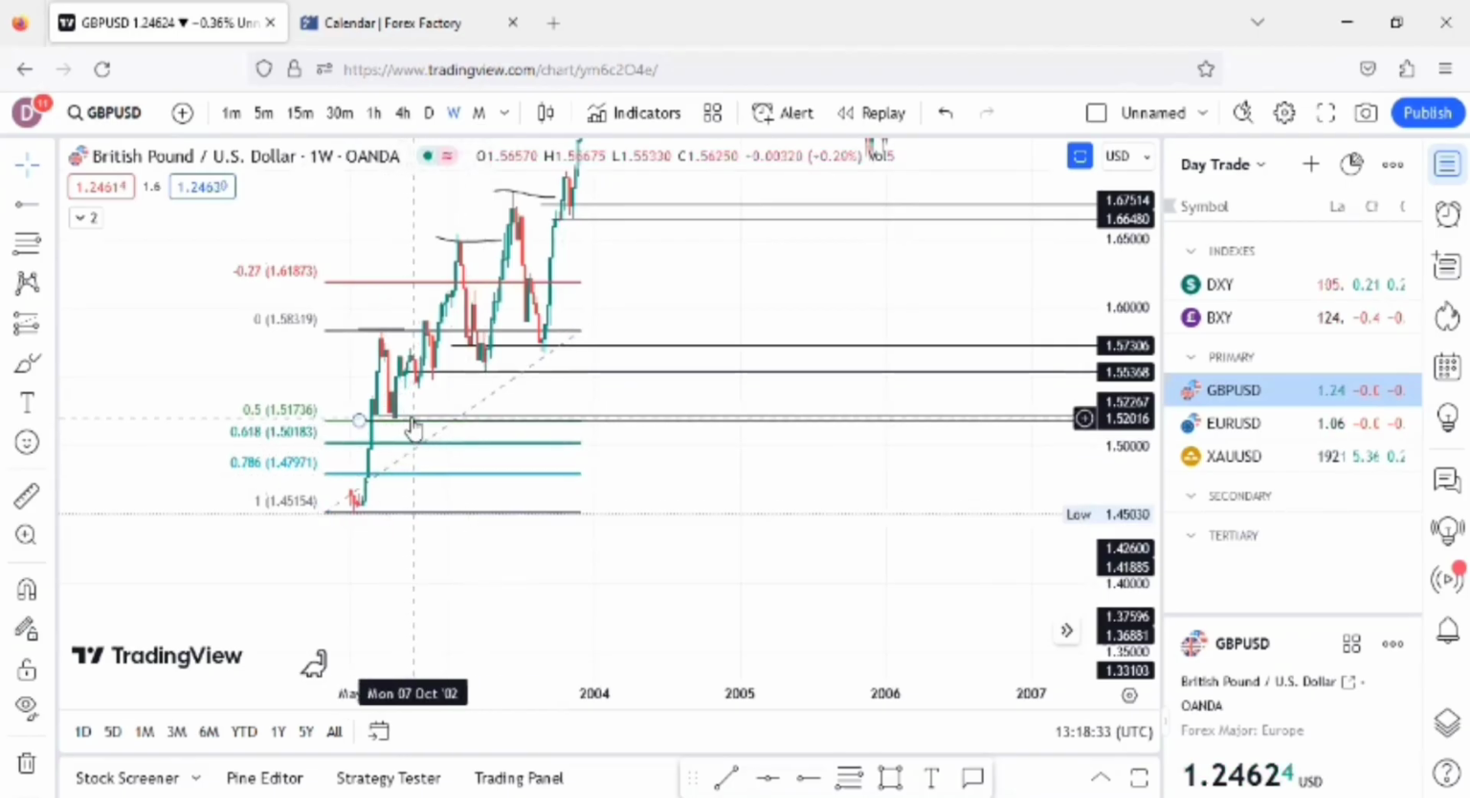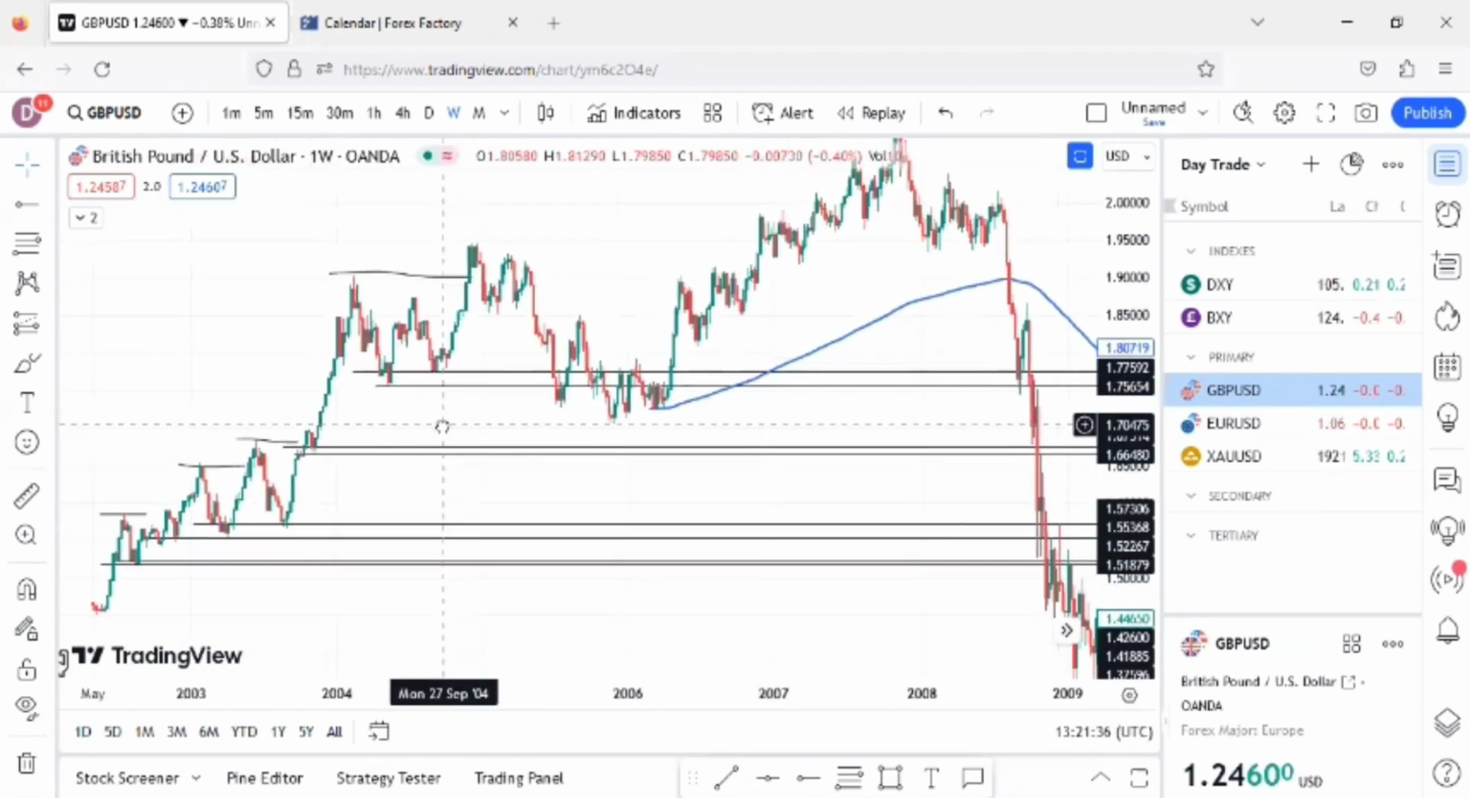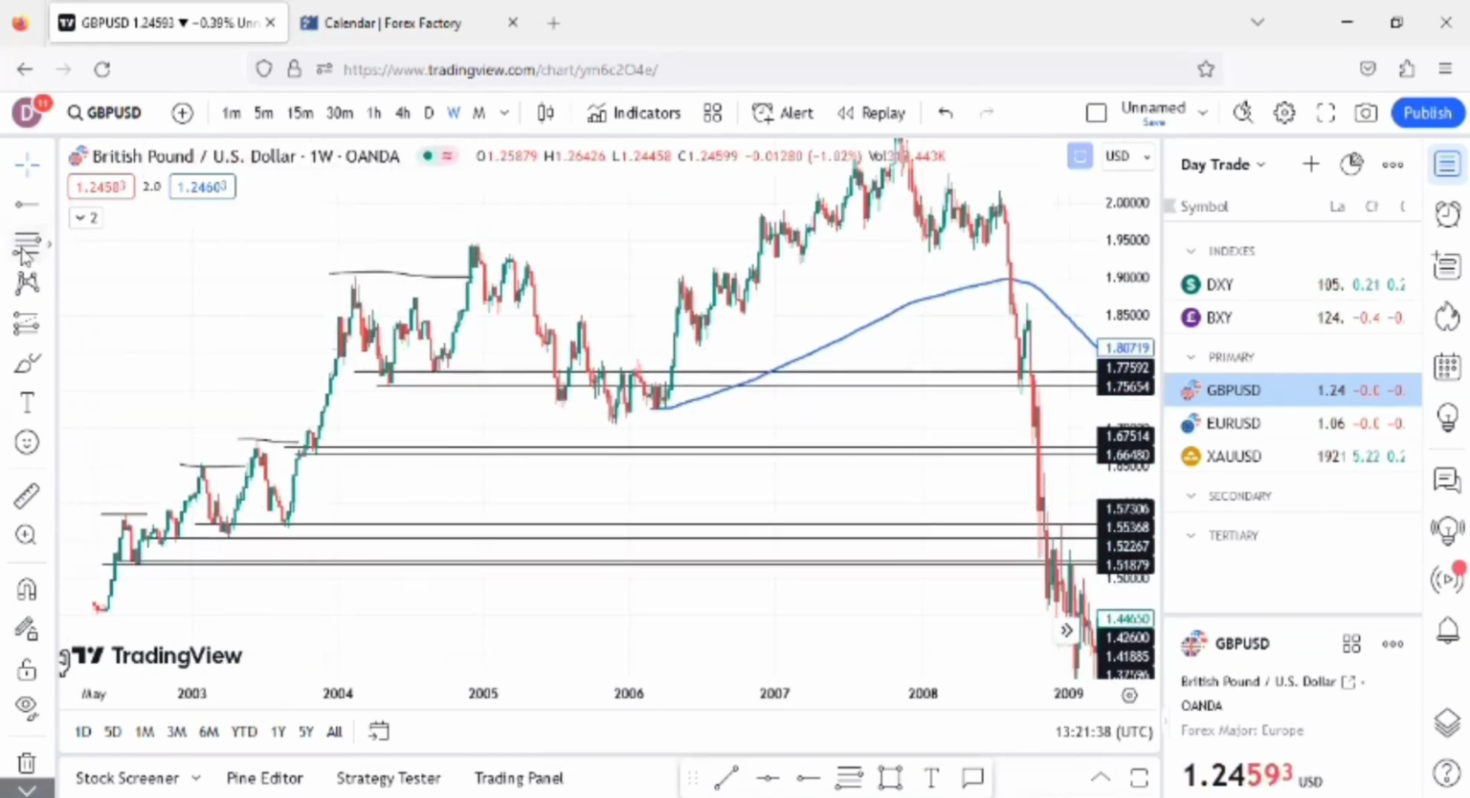61% is stronger than 50%, while 78.6% is stronger than these two. So the lower they go, the stronger they are. So at this level now, this 50%, I can consider this level to be a good level to watch. That is how you use it to confirm your levels in an uptrend.